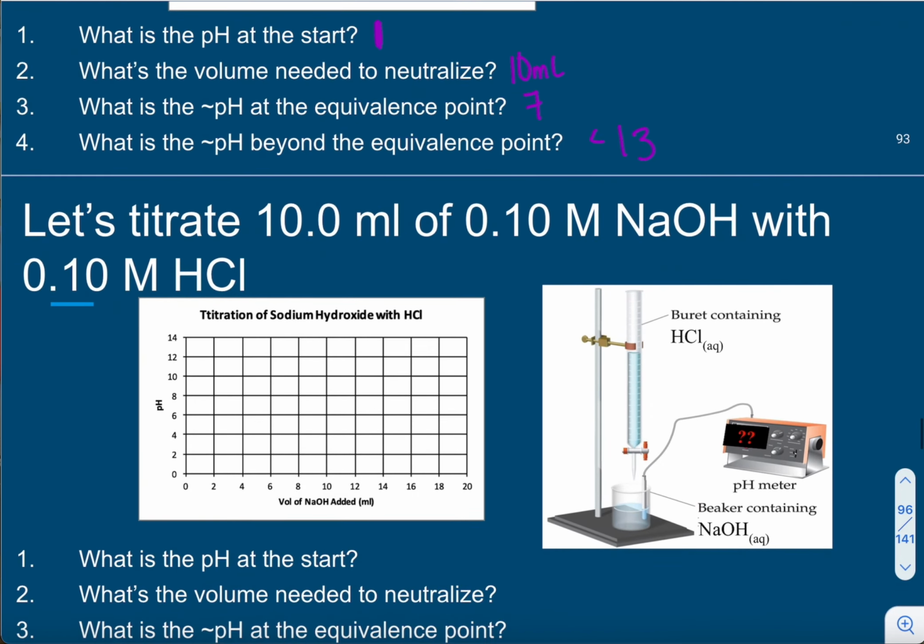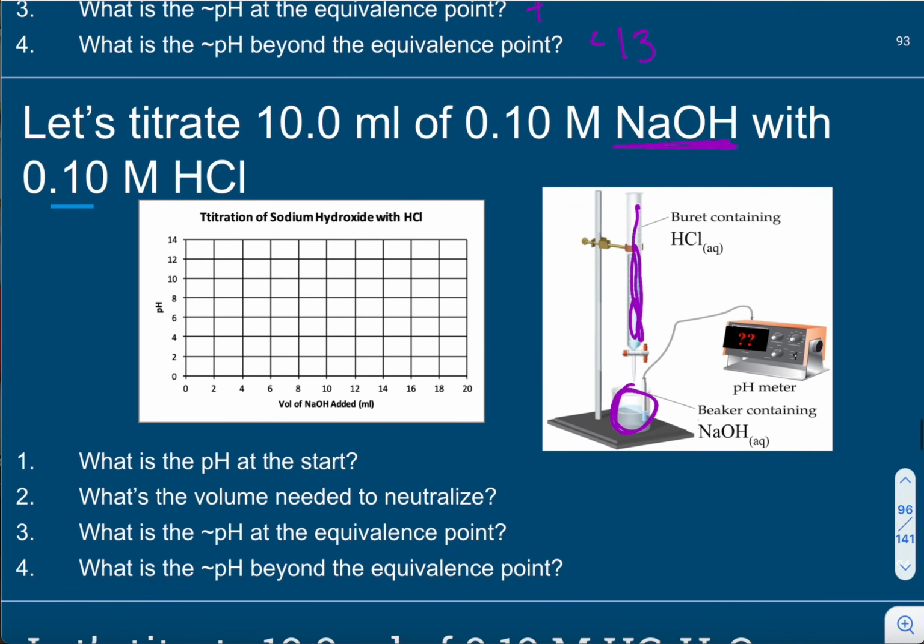Before we do that, let's do it the other way around. For this one, you would be starting with NaOH, so that would be in here, and you're going to titrate it with HCl. So it's going to be the same idea, except the pH at the start is 0.1 OH. So you do that negative log and then 14 minus it. So you would get 13. The volume needed to neutralize is still 10. The pH at the equivalence point is still going to be 7 because it's strong and strong. And it's going to be a little higher than 1 at the very end.